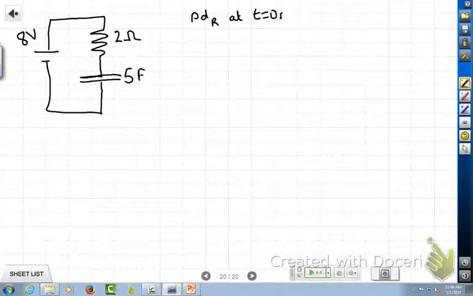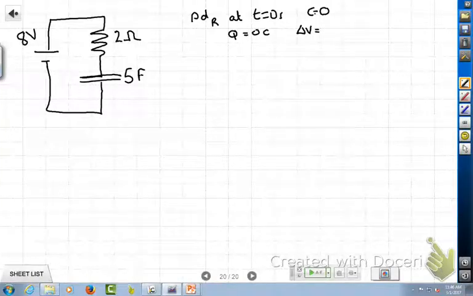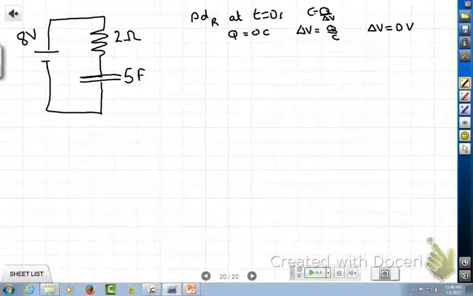So then I'd use my conceptual understanding. At time t equals 0, Q on the capacitor equals 0 coulombs, and delta V is, capacitance is equal to Q over delta V. So my delta V is equal to Q over my capacitance. Q is 0, so delta V equals 0 volts. And I kind of know that. Let's do it the really conceptual way.